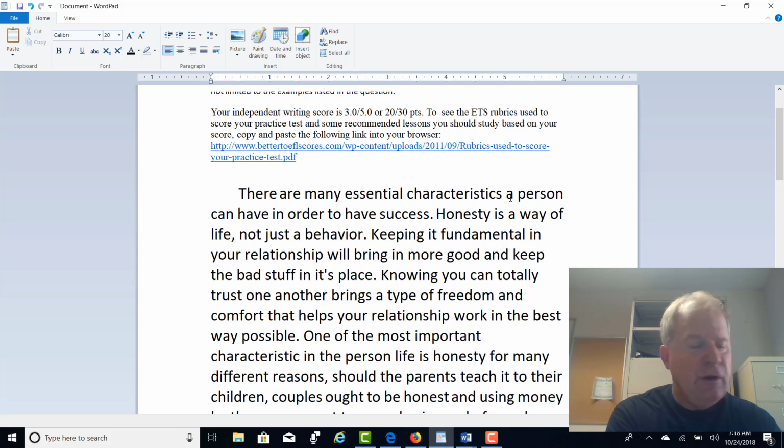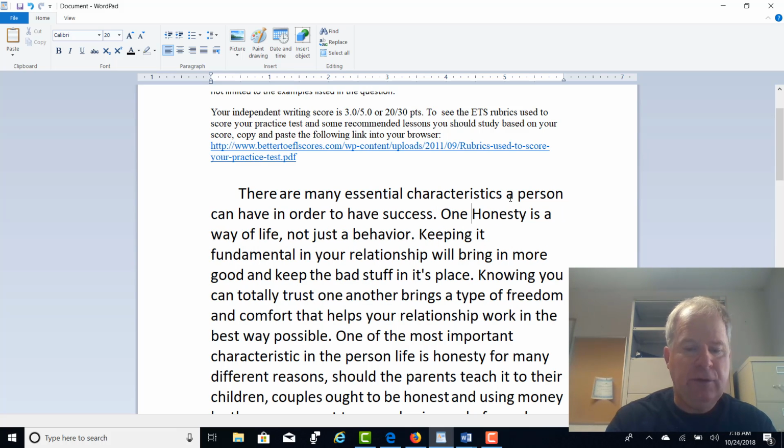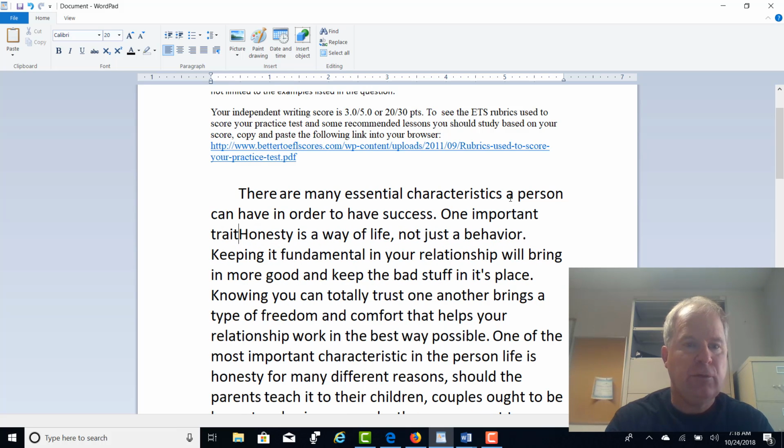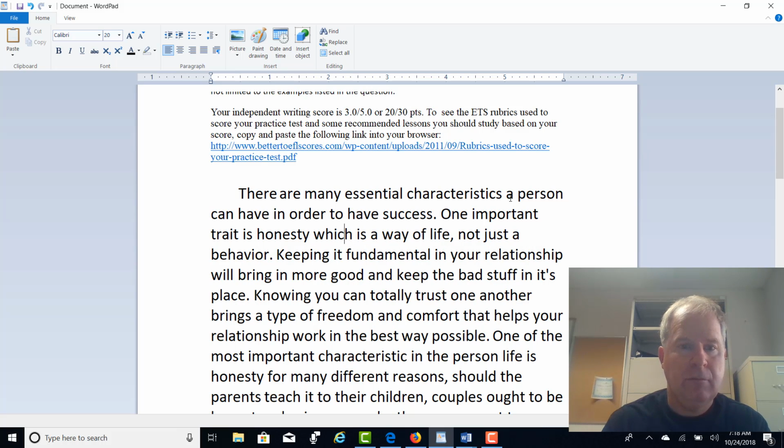Okay, so you bring up honesty here. You might say you need to tie this together. One important trait is honesty. So I'm going to say one important trait because trait ties back to characteristics. So you kind of had a difficult transition from the first to the second sentence. You have keeping it fundamental. And I'm going to say avoid the you point of view in academic writing with this type of writing.